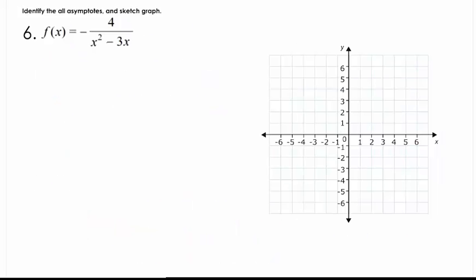Looking at question 6, using the same instructions, we're going to graph this and find all the asymptotes. Looking at the degree of our numerator, we have a degree of 0, and for the denominator, we have a degree of 2. So the degree of the denominator is greater than the degree of the numerator. This means we have a horizontal asymptote at the x-axis, which is y is equal to 0. Let's graph that piece.